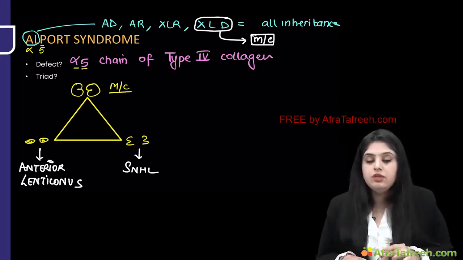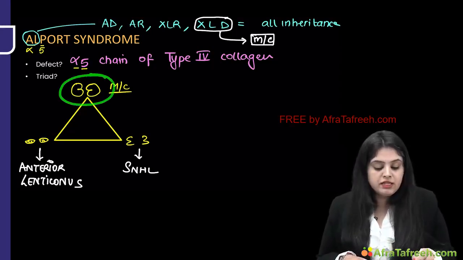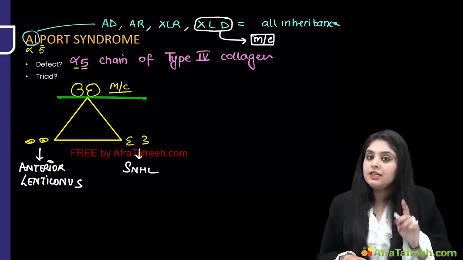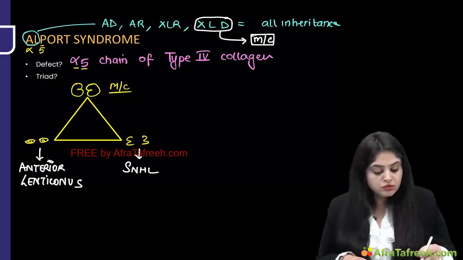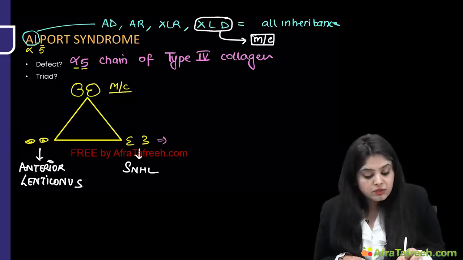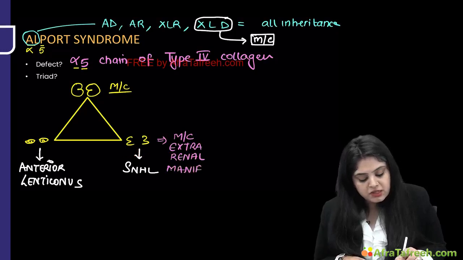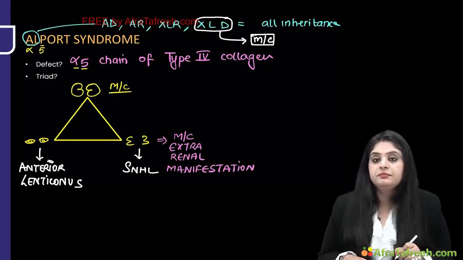So what did I tell you? Three organs are affected in Alport. There is a kidney, there is eyes, and there is ears. But which is the most common? You're studying it in kidney chapter, so kidney is the most common. However, which is the most common extra-renal? Other than kidney, what is the most common manifestation? So the most common extra-renal manifestation is going to be sensory neural hearing loss.